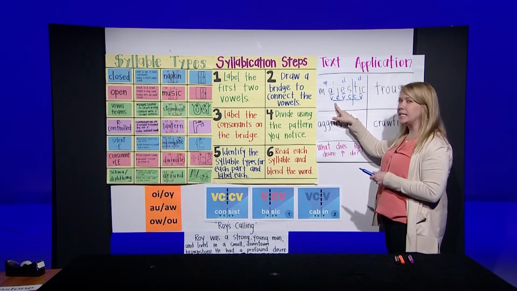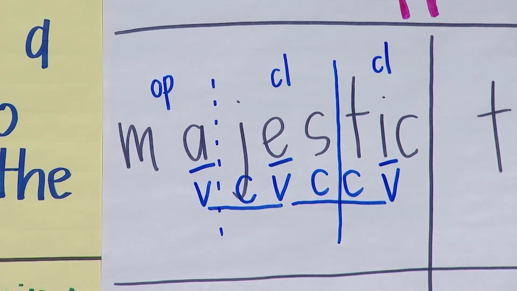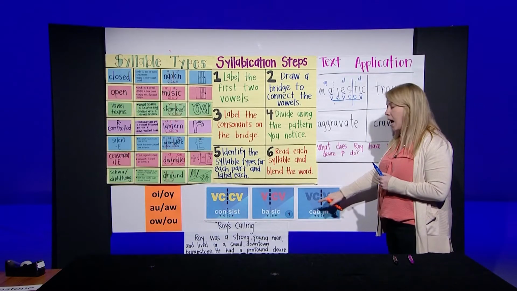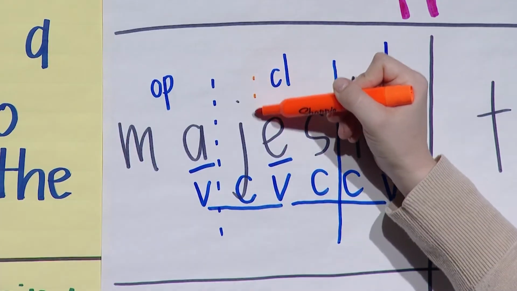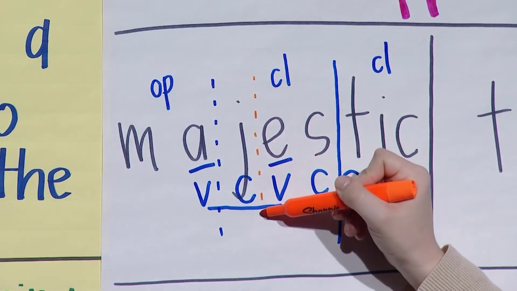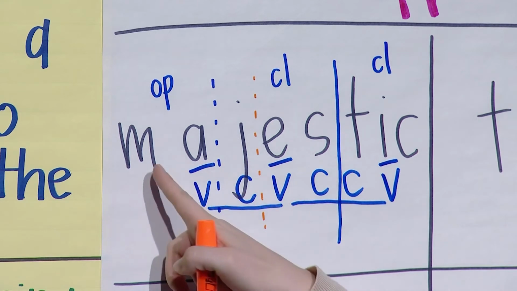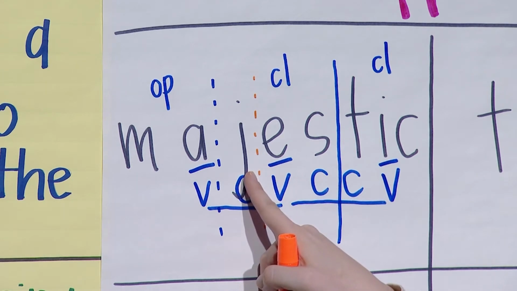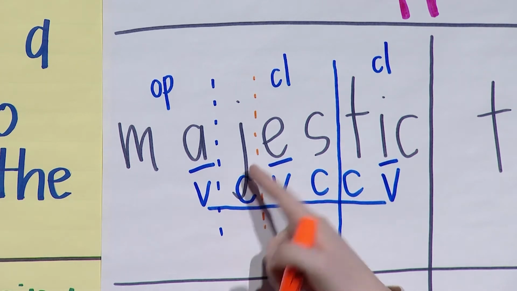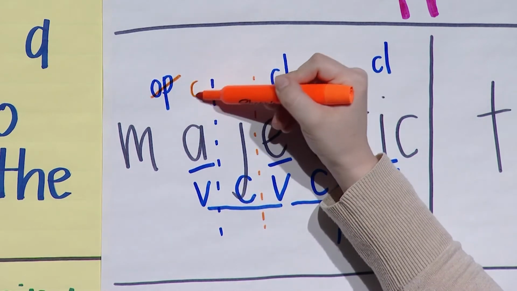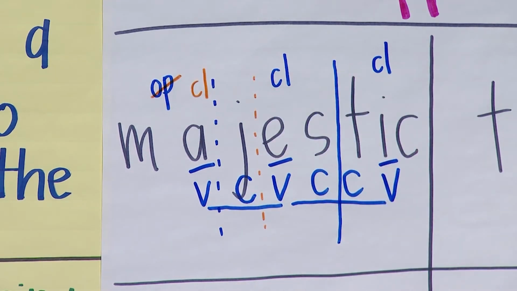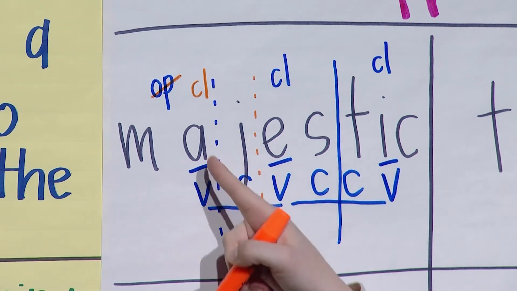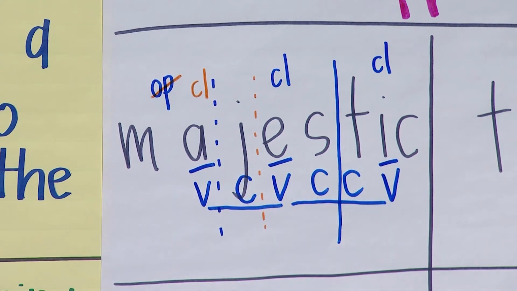moving this line and see if that helps. I'm going to use a different color, and our second option is to move that line behind the consonant. So I'm going to move my line behind the J. So now my first syllable is M-A-J. And what do we know about syllables that end in a consonant? That's right, those are closed. So I'm going to mark this out and see if this works better as a closed syllable. Because of this J, my A is now going to make a short vowel sound, A.